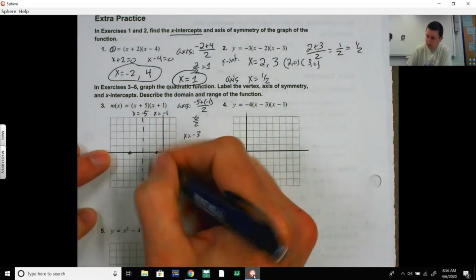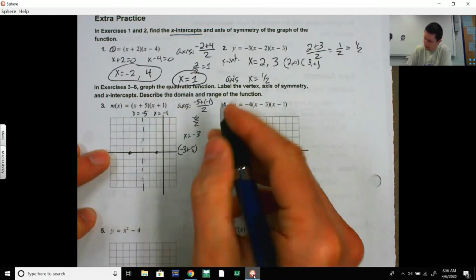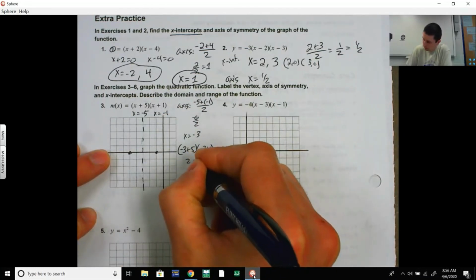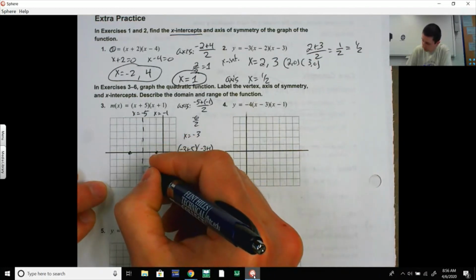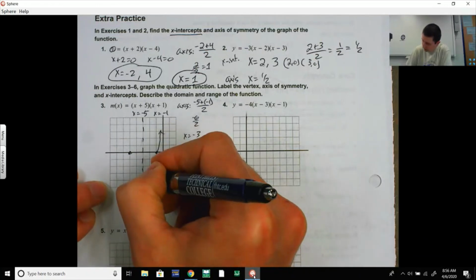My vertex has to be on here somewhere. So negative 3 plus 5, I'm going to take my x value and plug it in there. Negative 3 plus 1, that is 2, times negative 2. And we get negative 4. 3, 4. So there's my vertex. That gives me a general shape of where the graph should be going.